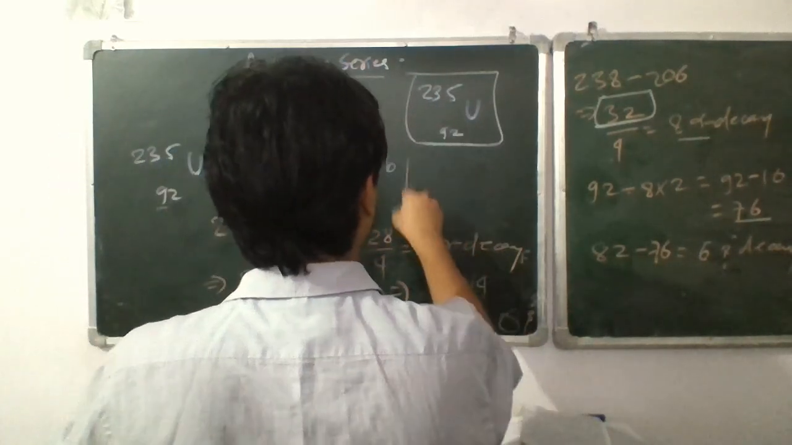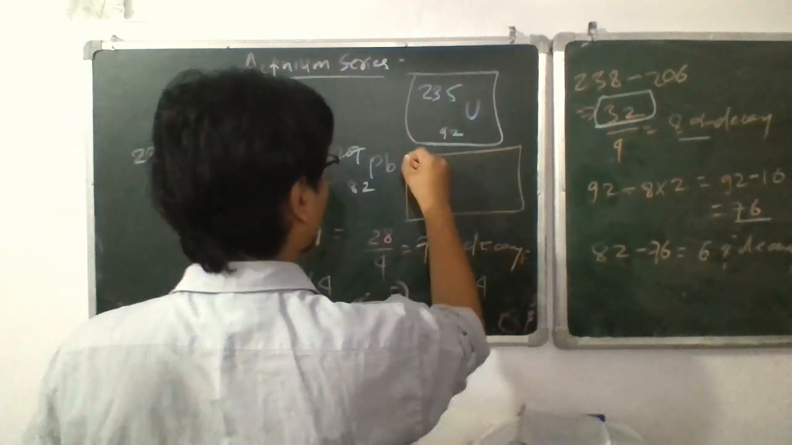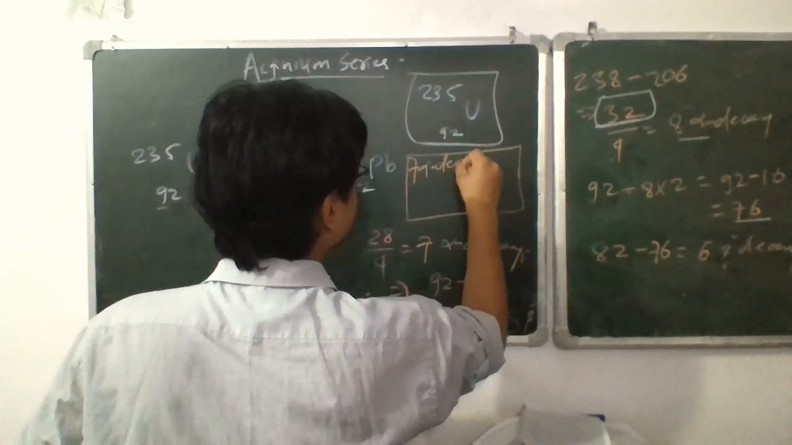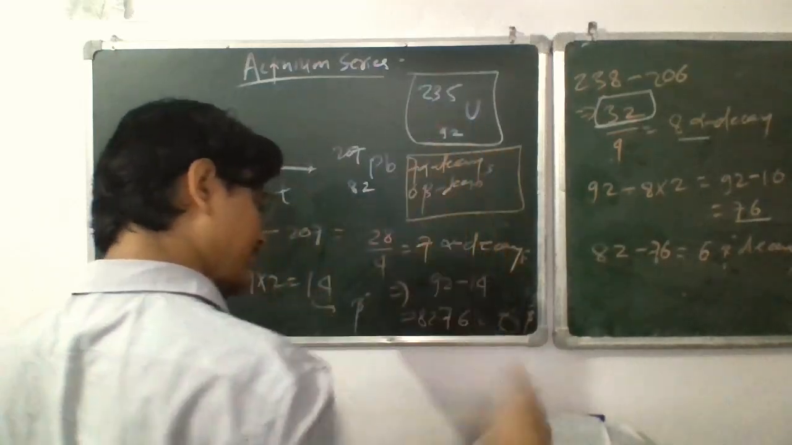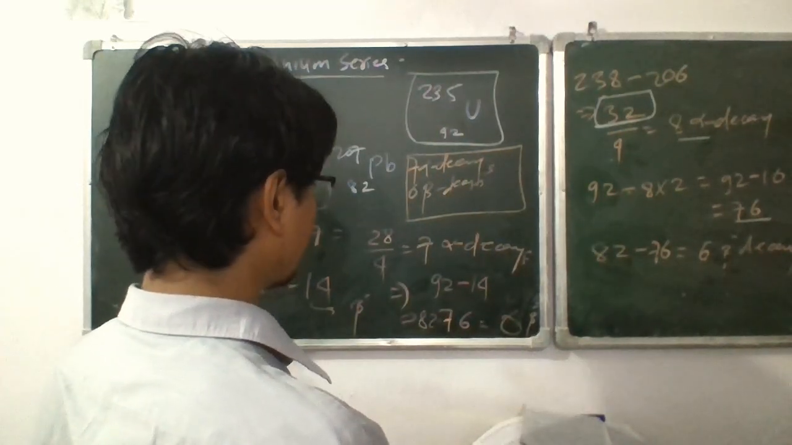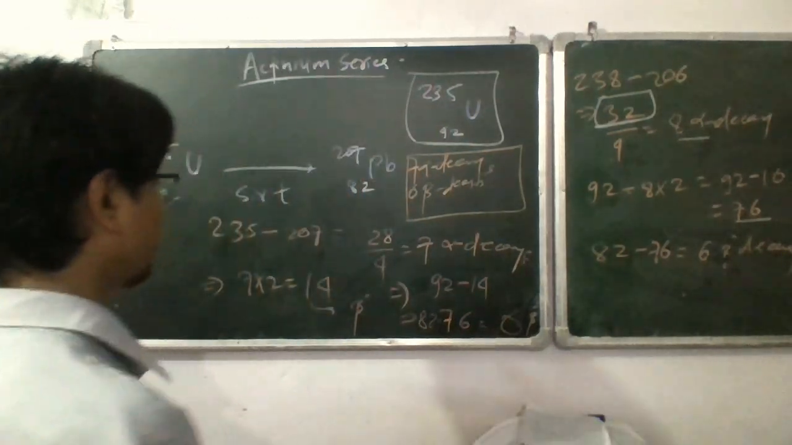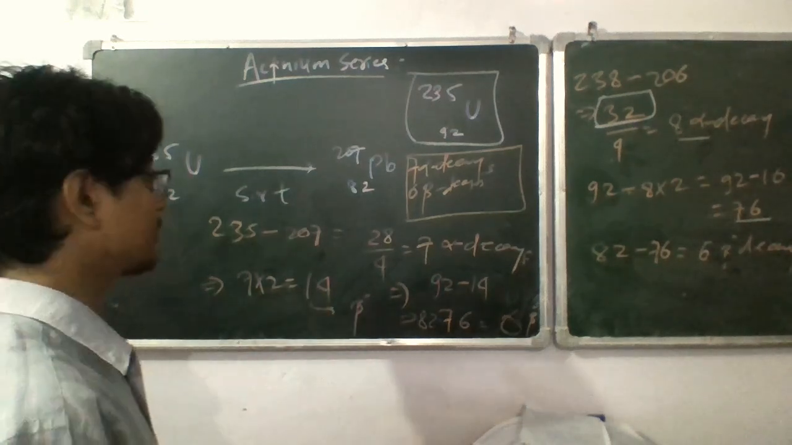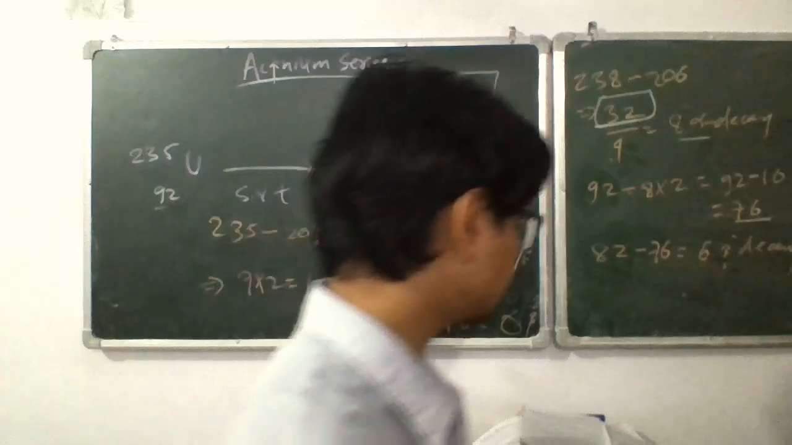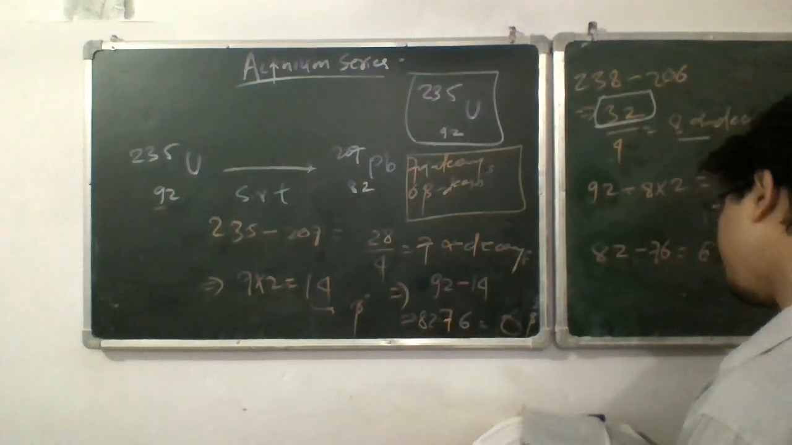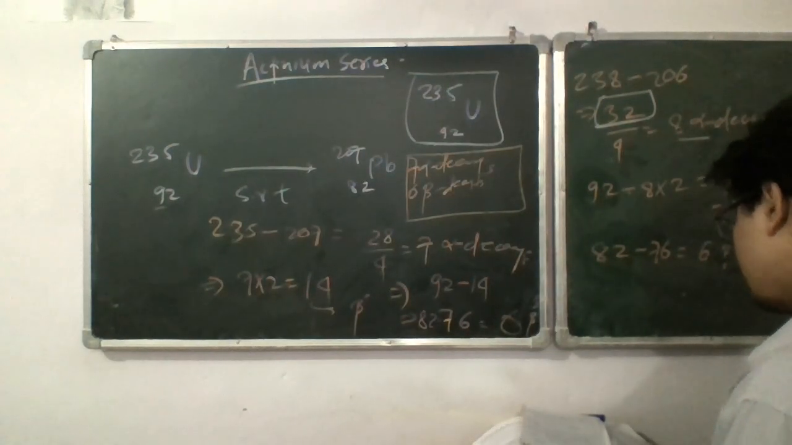So as the overall conclusion we have got 7 alpha decays and 6 beta decays. Wait a second, let me think about it. I think I'm correct. If I have made some mistakes in calculating it, please don't mind. Okay, so this is about the actinium series.